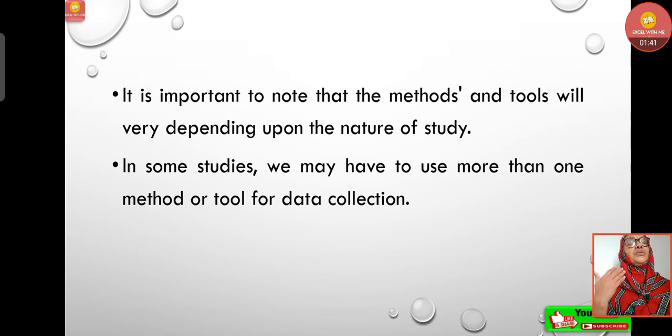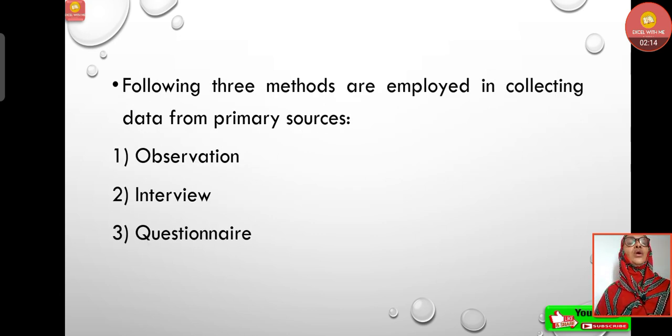For example, I told you one question I have taken, that is effect of emotional intelligence on academic achievement of secondary school students. What could be my tools here? I have chosen one questionnaire to understand emotional intelligence, and then I have taken the report cards of the secondary school students, that is, their academic achievement. So it depends how many tools you are going to apply.